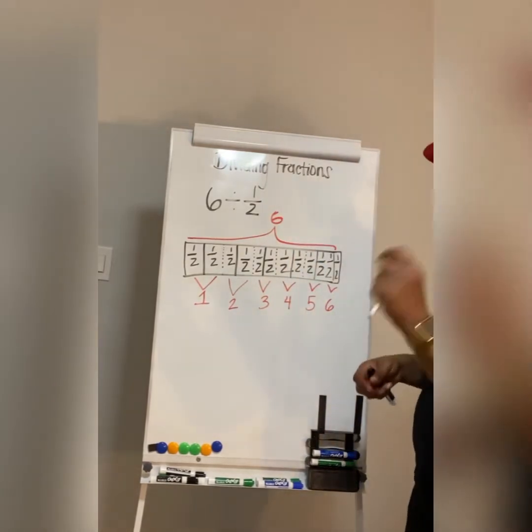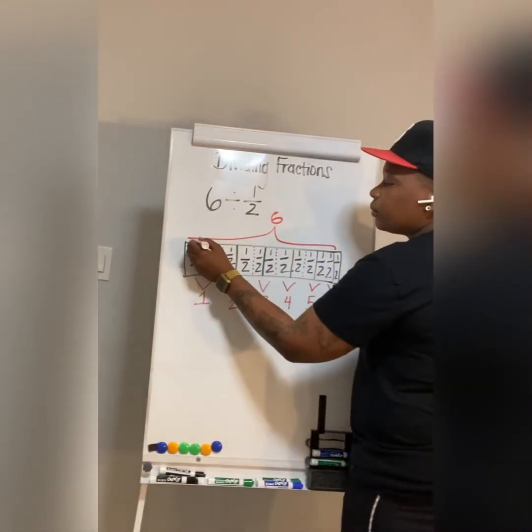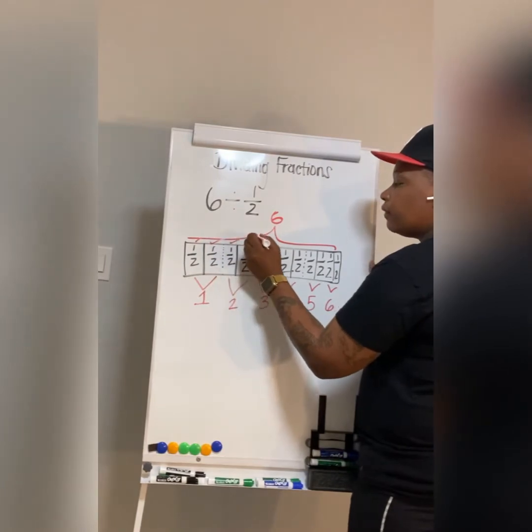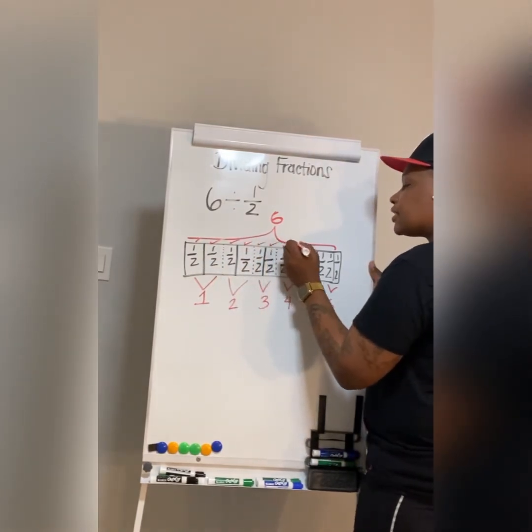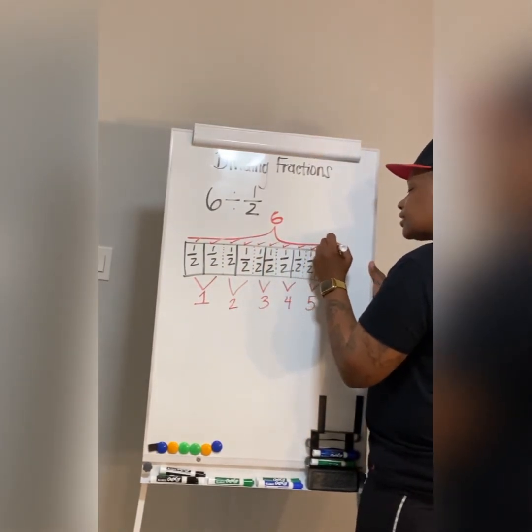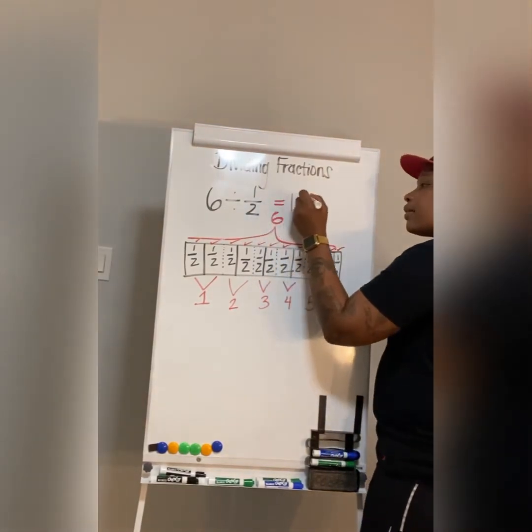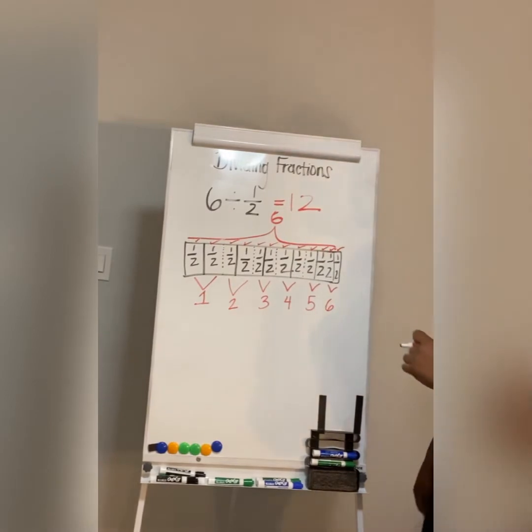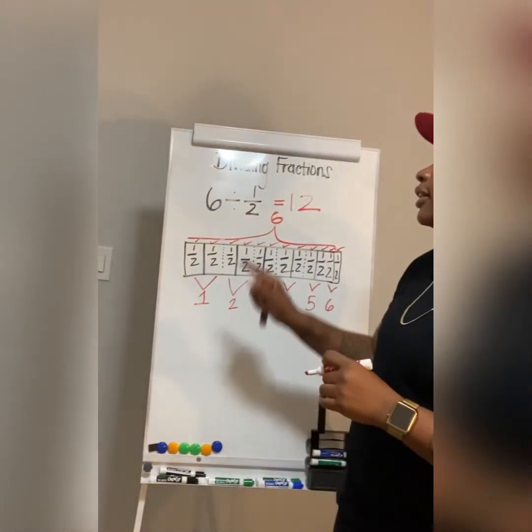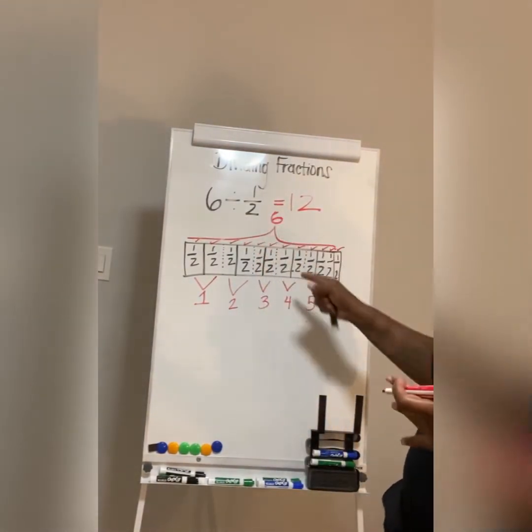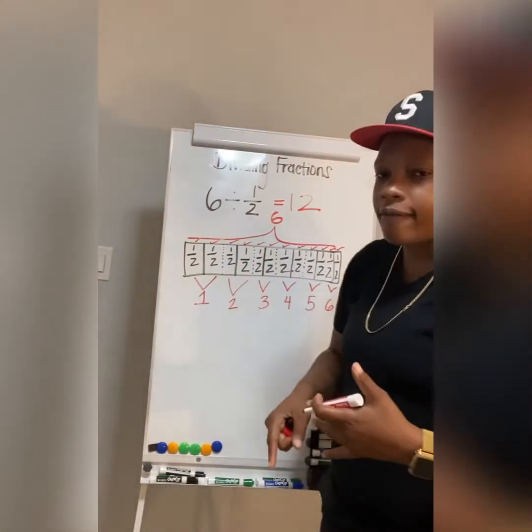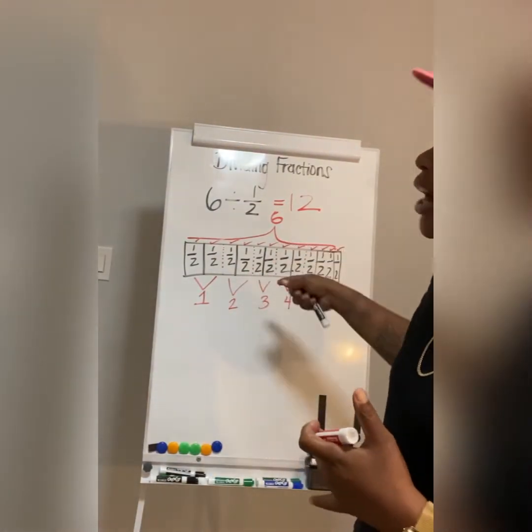But how many 1/2 did it really take? So 1, 2, 3, 4, 5, 6, 7, 8, 9, 10, 11, 12. This took me 12 halves. So 6 divided by 1/2 is going to equal 12. So this is how you actually model this.